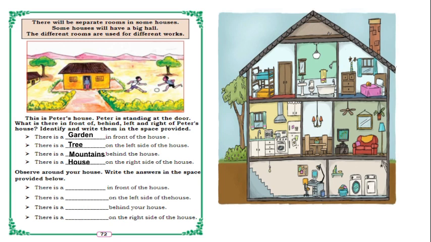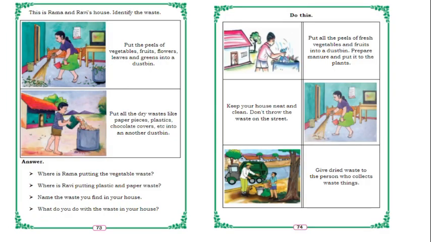Yes. So like that, observe around your house and write the answers in the space provided below. There is a dash in front of your house. There is a dash on the left side of the house. There is a dash behind your house, and there is a dash on the right side of your house.